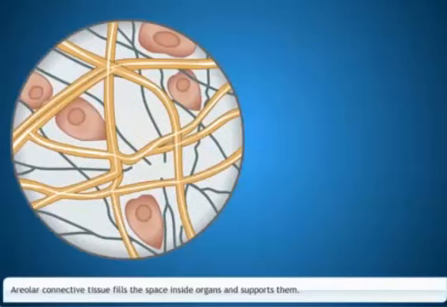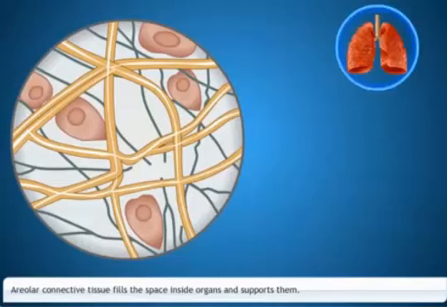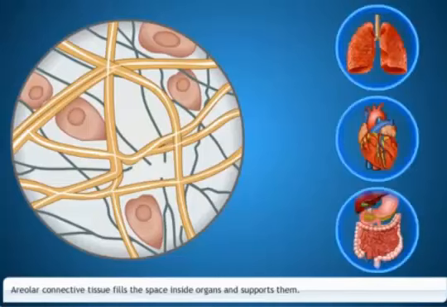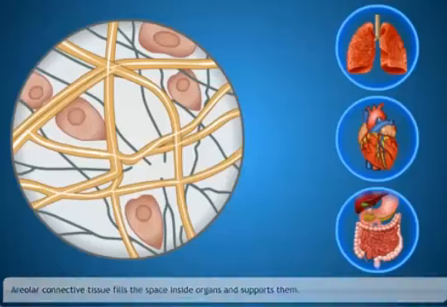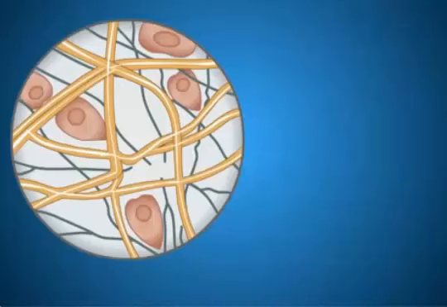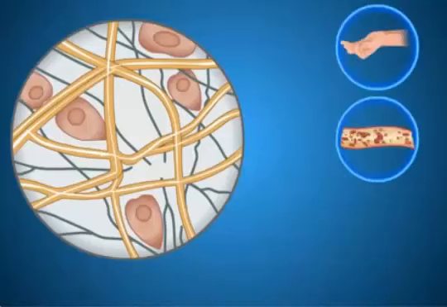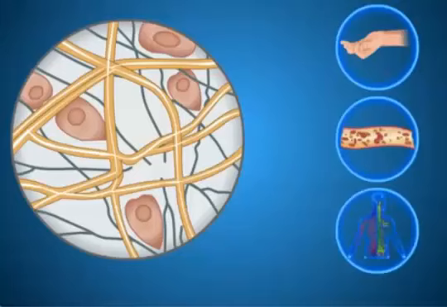Take a look at these irregular shaped cells. They are areolar connective tissue that fills the space inside organs and supports them. Such tissues are found between the skin and muscles and around blood vessels and nerves.